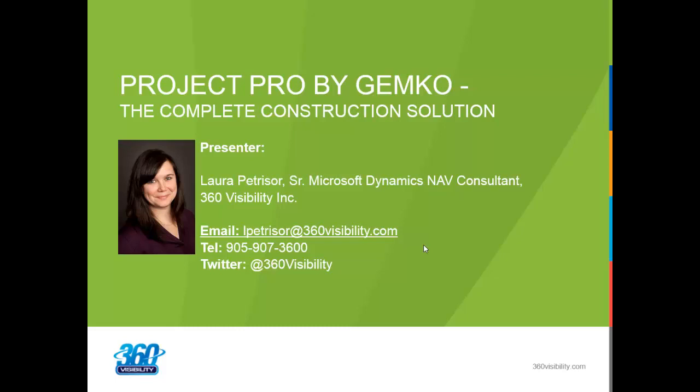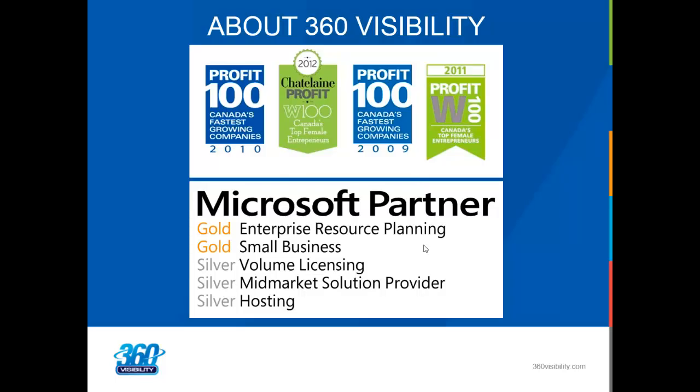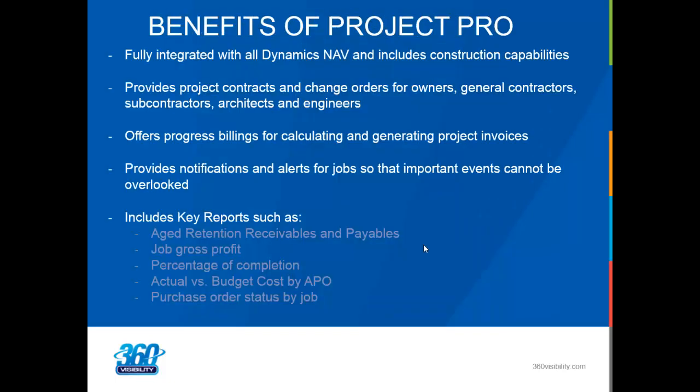I would like to start off by briefly explaining who we are and what we offer. 360 Visibility has won several profit awards including Female Entrepreneur of the Year and Canada's fastest growing companies from 2009 and 2012. We are also a Microsoft Gold Certified partner with competencies in Dynamics and small and mid-market solutions. 360 Visibility is also a long-standing partner of Gemko, and we also use Project Pro for the property management division of our business. So let's explore the benefits of using Project Pro.